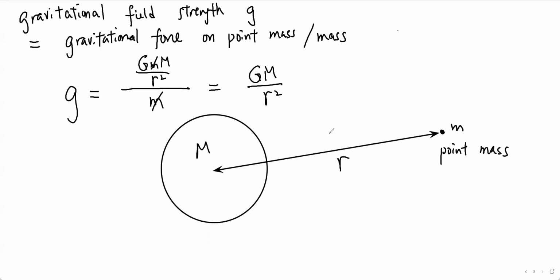So it's just big G M over R squared. So let me give you one example. That's a gravitational field strength. Gravitational field strength. That's GM. Yeah. What's the other? Gravitational force.